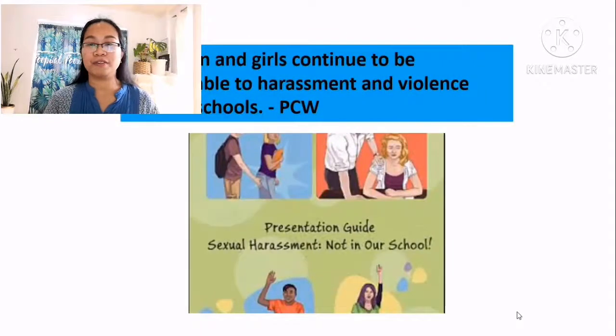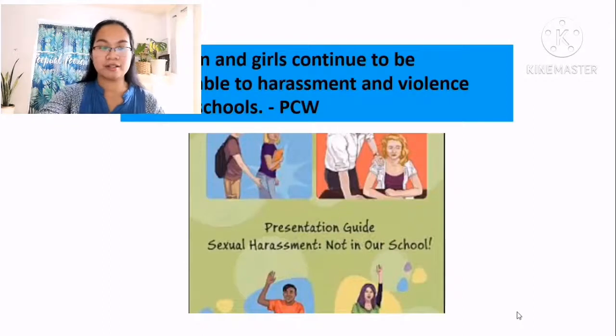Women and girls continue to be vulnerable to harassment and violence inside the school. Yeah, that's according to PCW. So, ang sexual harassment is still a major concern in the universities or in different institutions. So, we also have a policy on that. Kaya nga nagkaroon na po tayo ng training on RA 11313. If you are not able to attend, pwede pa rin po dun sa live natin. And then, also, we have CODI in our institution. So, meron tayong guidelines for addressing sexual harassment concerns.